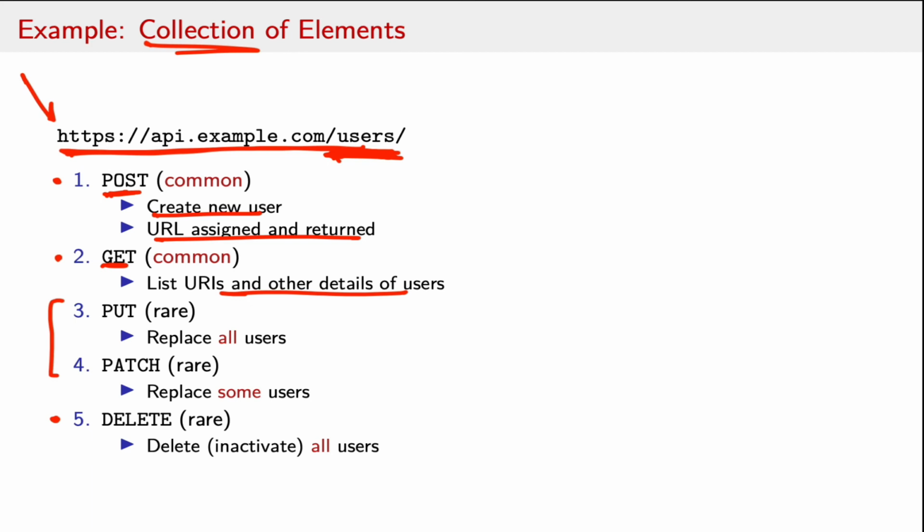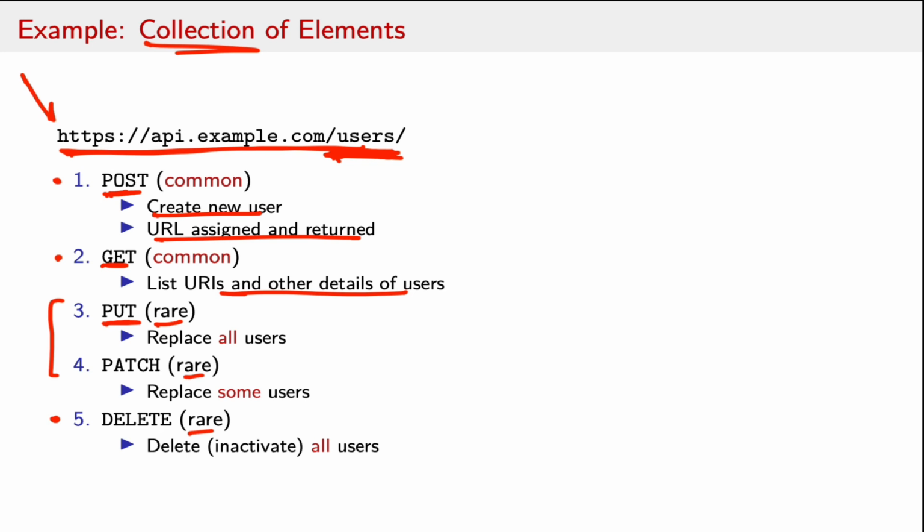We can also use the other three methods that are shown here, but as I've marked them out, it's kind of rare to actually implement these. So a PUT is supposed to replace the entirety of a collection, or the entirety of a resource. And in this case, the resource is a collection resource of all of our users.